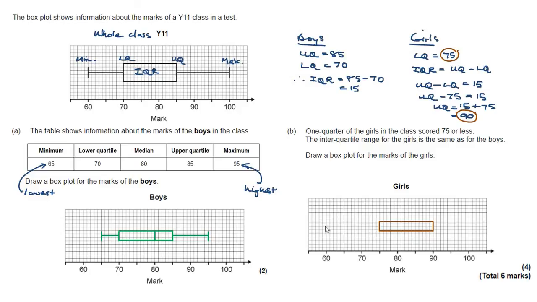Okay, so the minimum must be 60 and the maximum must be 100. And now if we join this together, that completes our box plot and completes this question.